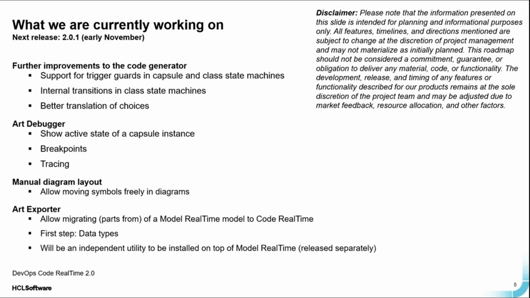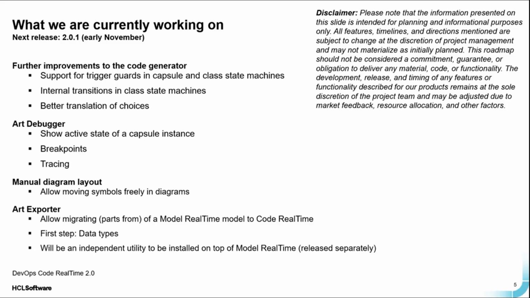Art Debugger is right now only in its first phase. So now we're working on showing the active state of a capsule instance, supporting breakpoints, where at least state and transition breakpoints are quite useful. And also tracing, of course, so that you can trace what communication is taking place in your application. We mentioned already previously the manual diagram layout. We have a prototype working on this, but we need to test it more to make sure that this layout information that we save is always handled correctly and never lost.